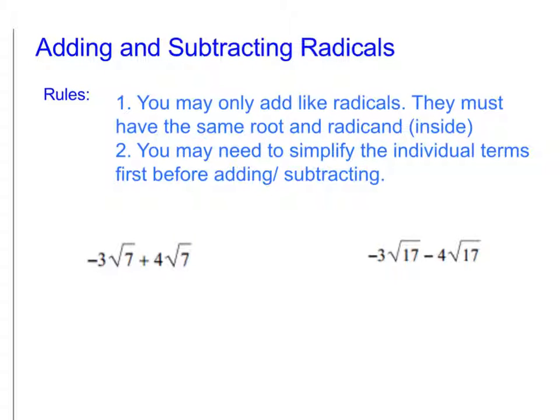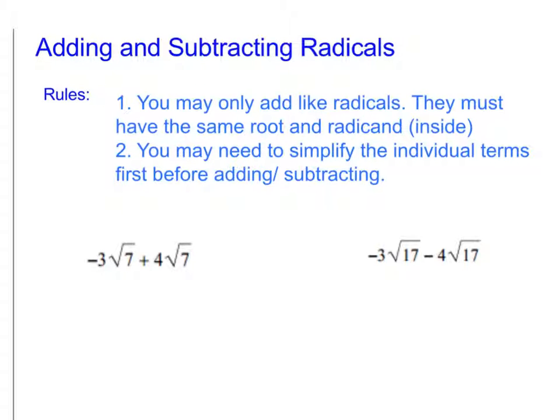Okay, so now that we've learned to simplify radicals, we're going to take that skill and add to it by learning to add and subtract radicals together. There are a few rules, not very many. The first one, and I want you to copy these in your composition notebook. The first rule is that you may only add like radicals. In other words, they have to have the same index. They have to be square root, cube root, 4th root, and they have to have the same radicand, or the inside of them has to be the same.